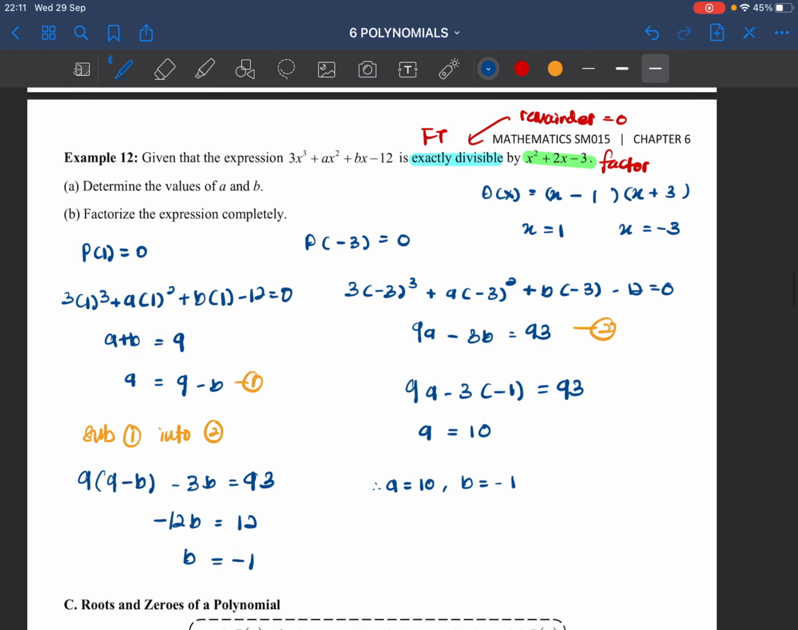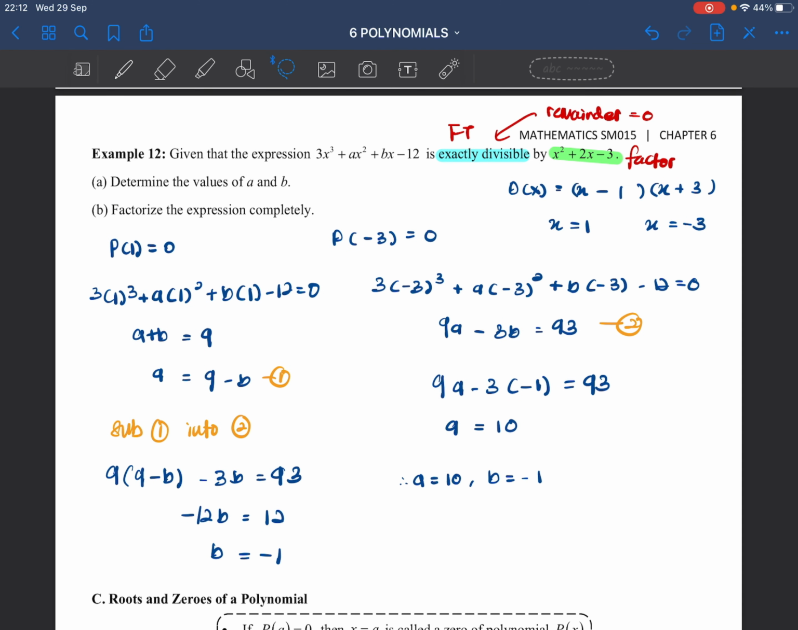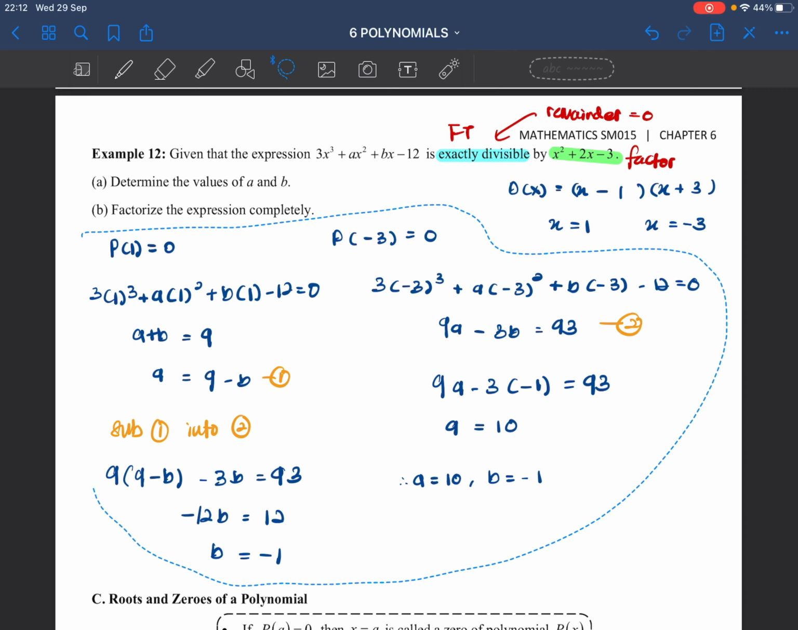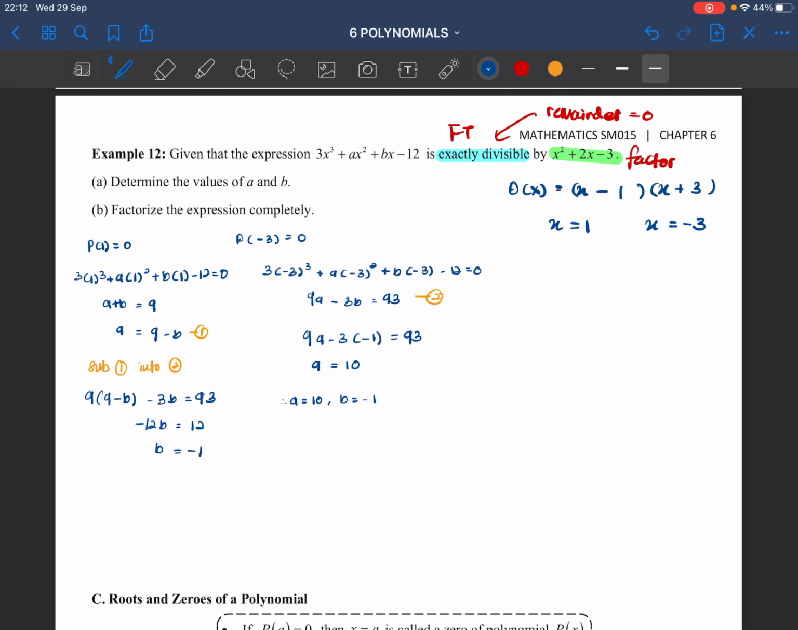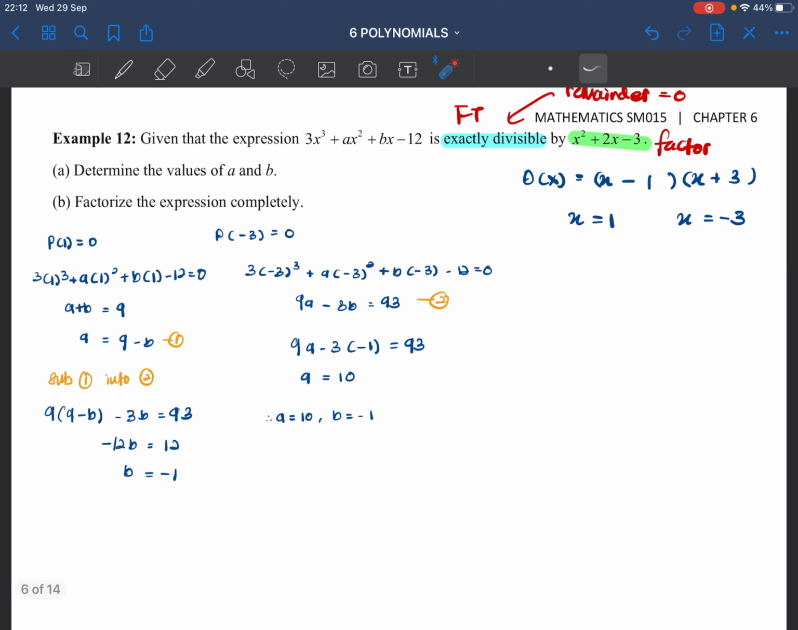Now we have our a and b. So for the next part of the question, part b, it says factorize the expression completely. So what do we need to use? Yes, we are going to use long division. So this is our polynomial. We are going to divide by x square plus 2x minus 3. So we have our polynomial 3x cube, our a is 10, plus 10x square, our b is negative 1, negative x minus 12, divided by x square plus 2x minus 3. Okay, you can do your long division.